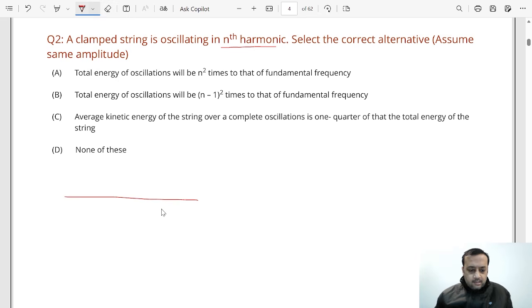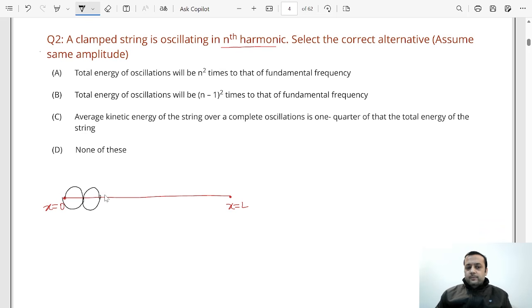So let's say this is the string which is fixed at both the ends. This is the x equals 0 end, and this is x equals L end. So the length of the string is L. Now, if it is oscillating in nth harmonic, you might recall that the number of loops formed is n in this situation. In nth harmonic means n number of loops in this particular situation.